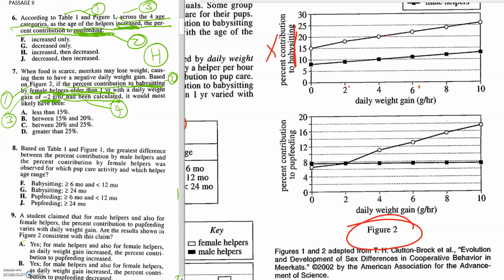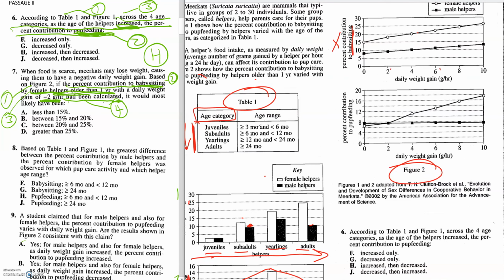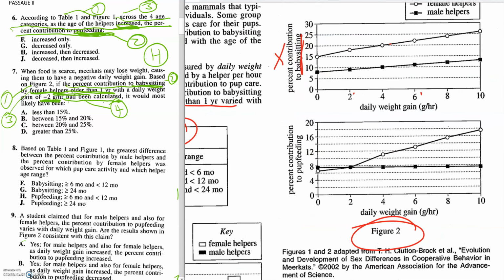Step 3, female helpers older than 1 year. Yeah, it says pup feeding is by helpers older than 1 year, so that's what this is measuring. So we don't have to worry about the age. With a daily weight gain of negative grams an hour. So we look and we see that daily weight gain is here, and it starts at 0. And they're asking about what would have been the result if they had included meerkats that were losing weight. So -2 would be about there. And all you have to do here is just carry on with the line.